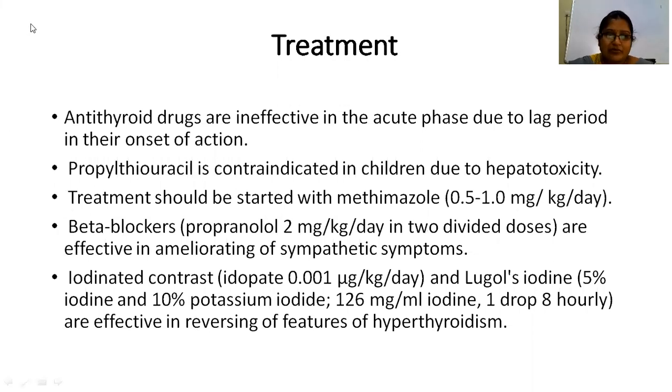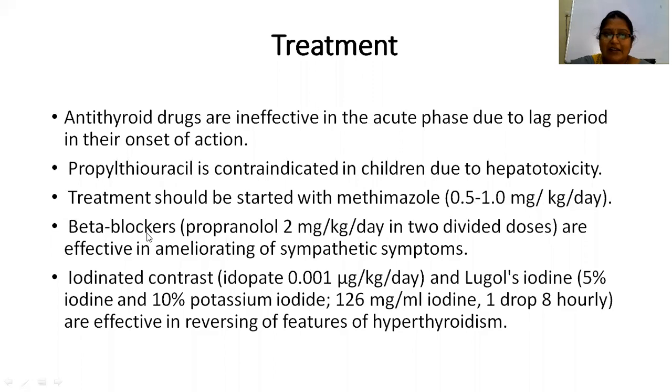Coming to treatment of hyperthyroidism, we have to treat with antithyroid drugs gradually, but they don't have any role during the acute phase. Why? Because there is a lag period for onset of action. Propylthiouracil is contraindicated in children due to hepatotoxicity presenting as liver failure. Treatment should be started with methimazole at a dose of 0.5 to 1 mg per kg per day. We discussed methimazole previously, where it acts on the thyroid peroxidase enzyme.